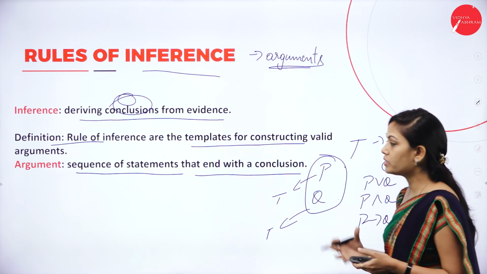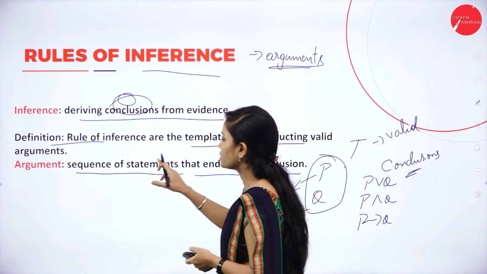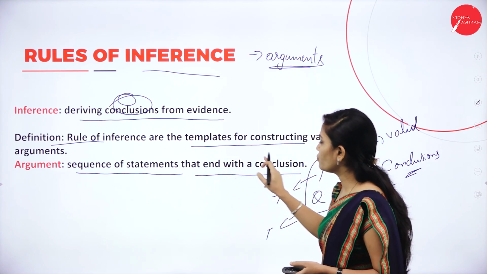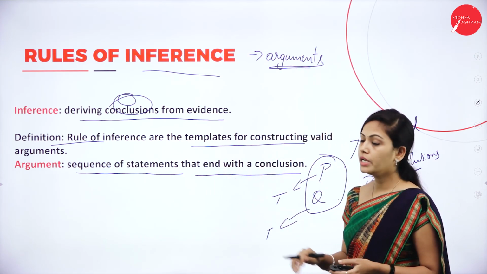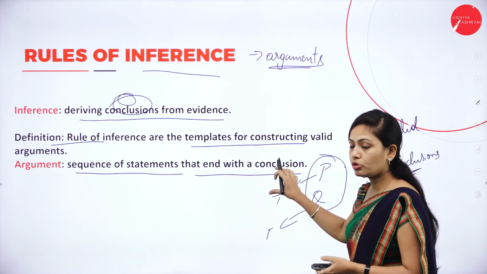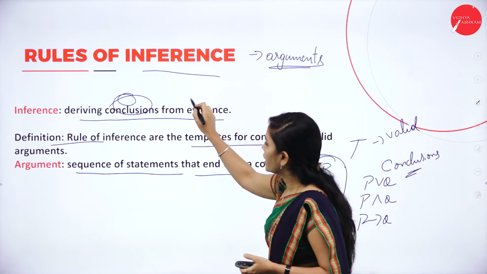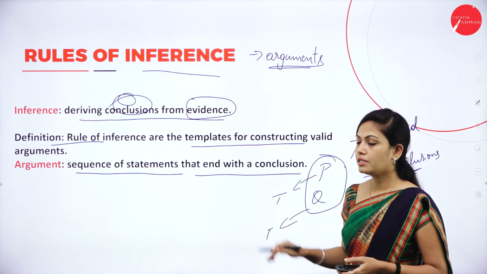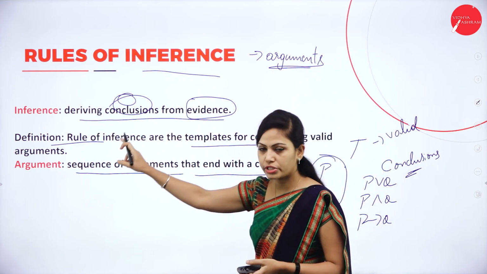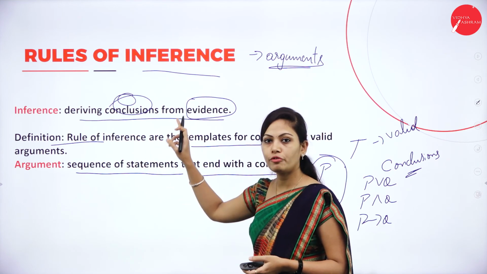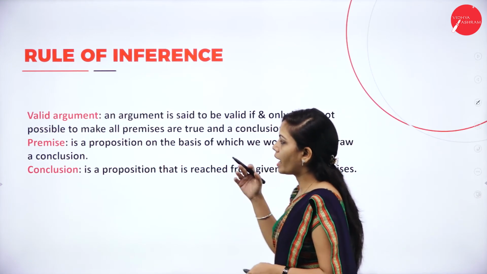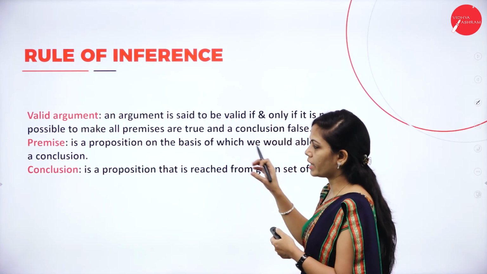So what is an argument? An argument is a collection of sentences or statements that ends with a conclusion. Clear? So these conclusions are derived from evidence. That is called rules of inference. So you learned about inference, the definition of rule of inference, and argument. The next topic is valid argument. I have already told you about valid argument, right?